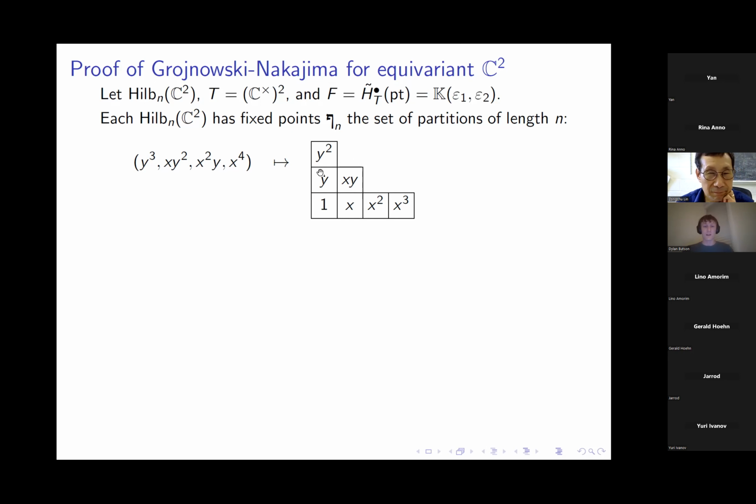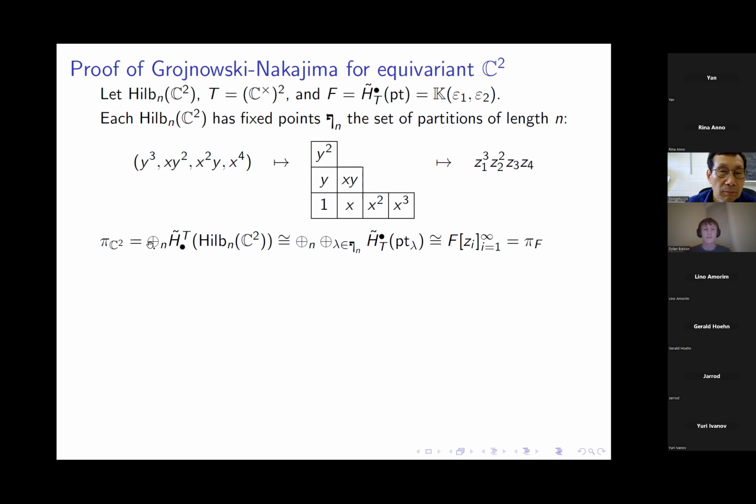So anyway, I just wanted to point out one other thing, which is that we can also parameterize this set by assigning to the partition a formal variable for each, for example, column in the conventions I've chosen here, and taking a power of that formal variable given by the number of boxes in that column. So this partition I've drawn here would correspond to Z1 cubed, Z2 squared, Z3, Z4. And under this identification, this module that we're interested in, the direct sum of the localized equivariant homology groups of Hilbert C2, by the localization theorem, will be a direct sum over fixed points of the homology groups just of points. And then under this final identification, this will just look like a polynomial algebra over the base field, the field of fractions of the equivariant homology of a point, in infinitely many variables.